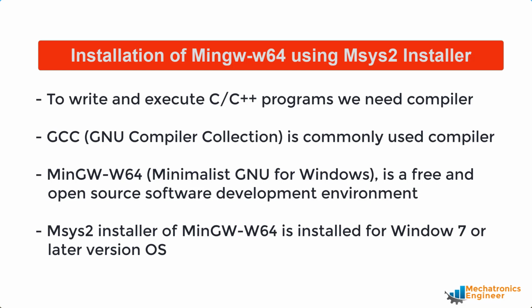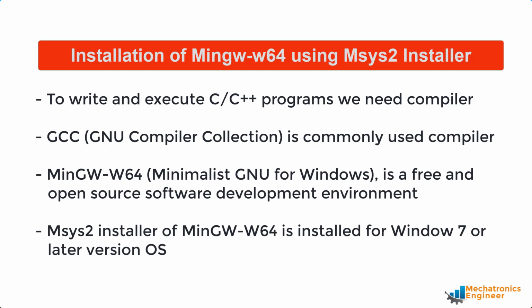To write and execute the C++ programs in Windows 7 or newer operating system, we need some C++ compilers. Among many, GCC is a common option. GCC stands for GNU Compiler Collection. It is an optimizing compiler produced by the GNU project. It supports various programming languages including C, C++, different hardware architecture, and operating systems.